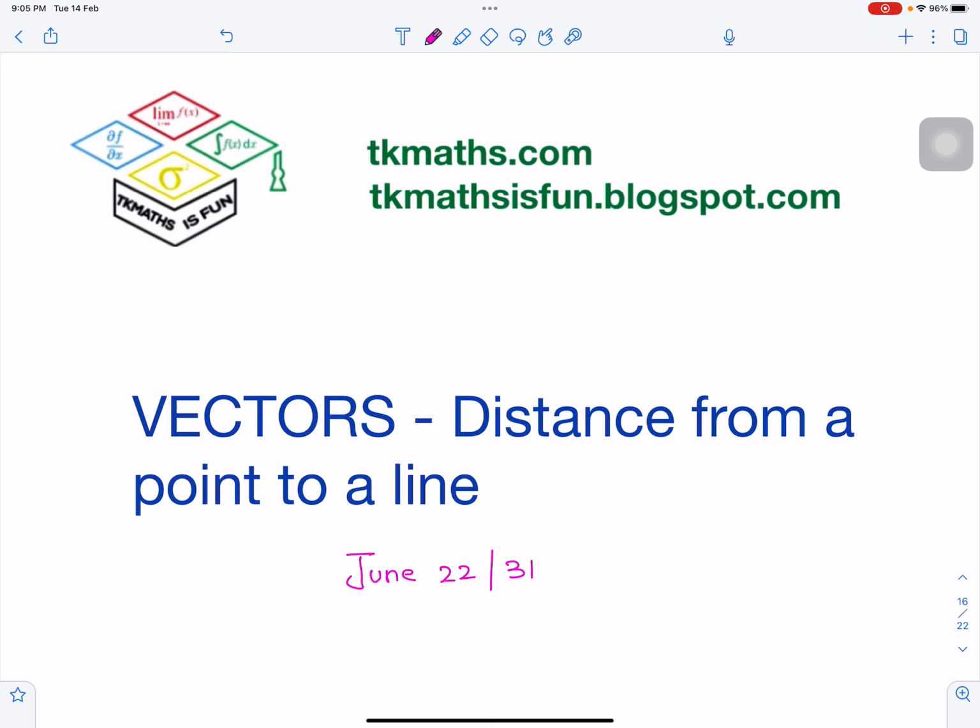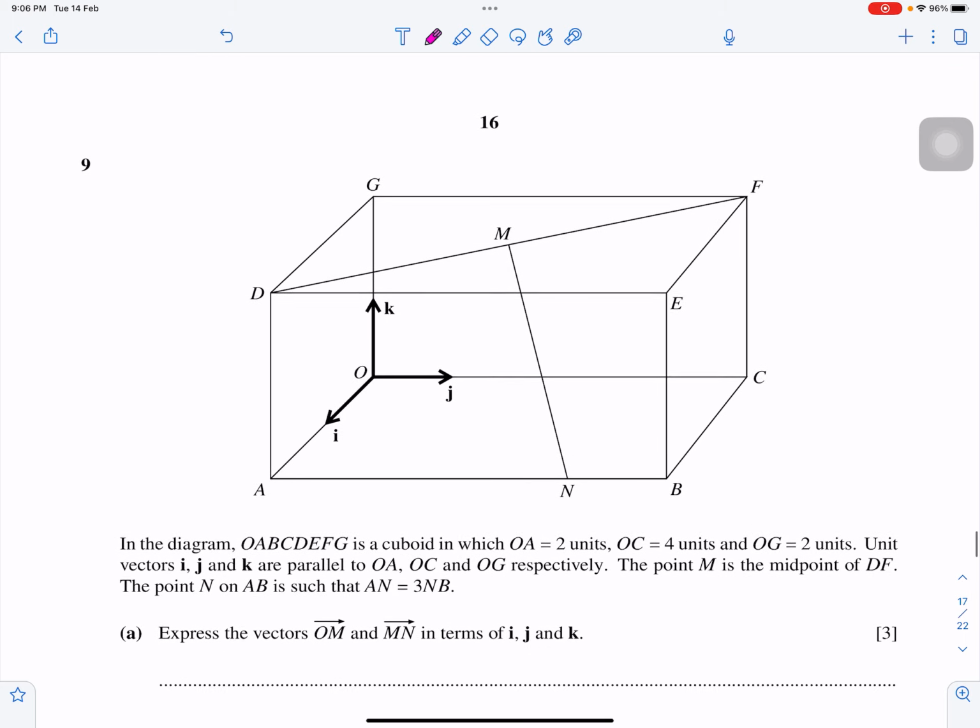In today's video, we will see the concept of vectors in terms of distance from a point to a line. This concept is asked in various ways, so I'm preparing 3 videos and you will find the link of each video in the description. This question I've taken from June 22, variant 3.1. So let's see the question.